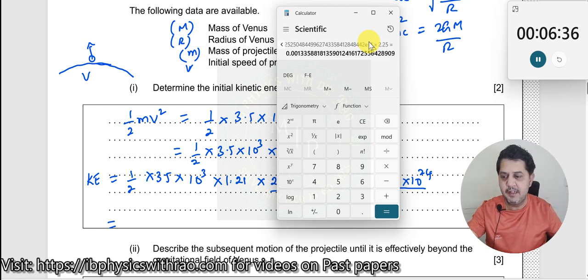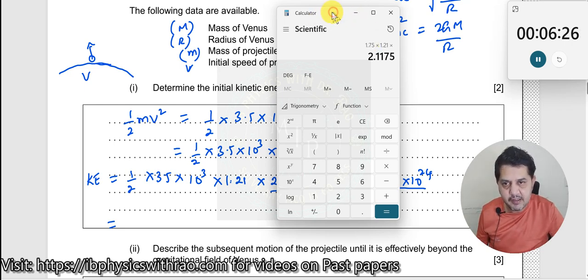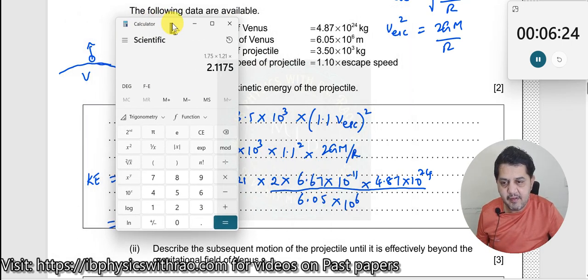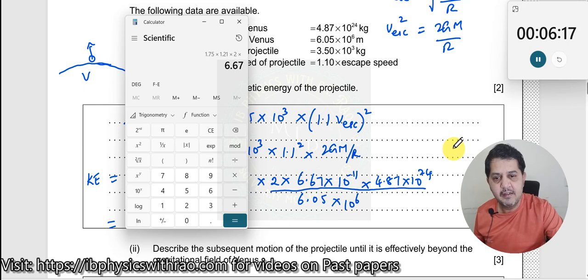So this should now be 3.5 divided by 2 equal to so much, multiplied by 1.21, multiplied by... I have the text hidden here. We have done until here. Until here we have done. Multiplied by 2, multiplied by 6.67, multiplied by 4.87 is equal to so much, divided by 6.05.